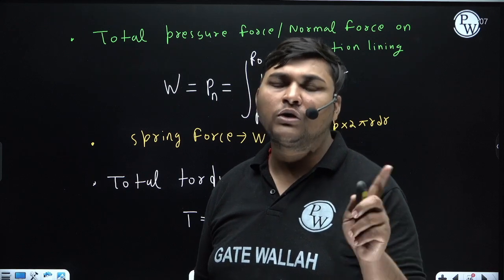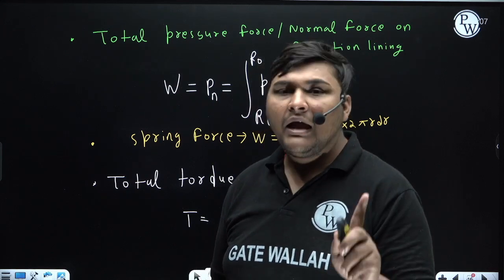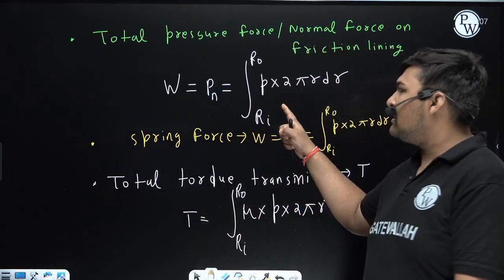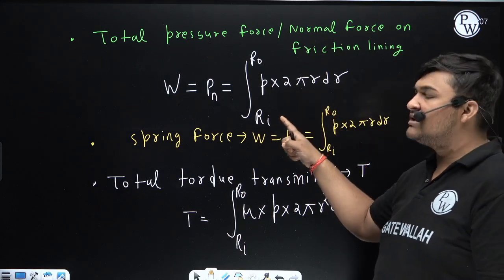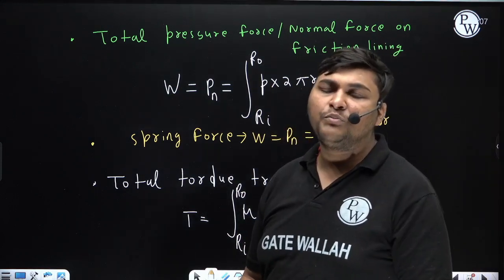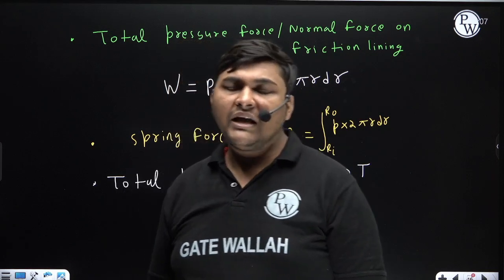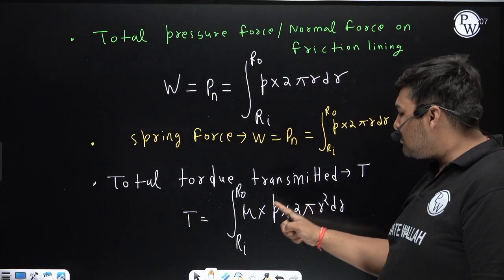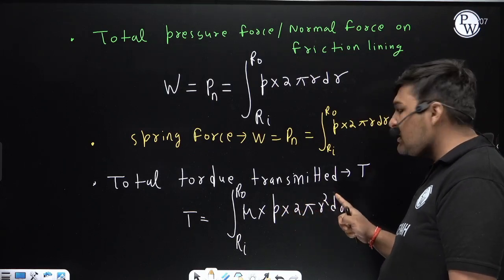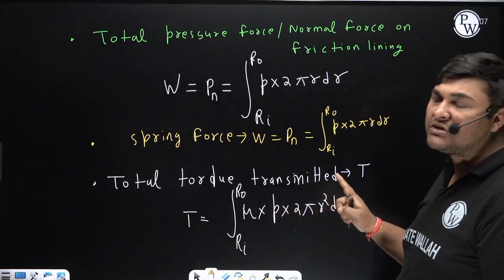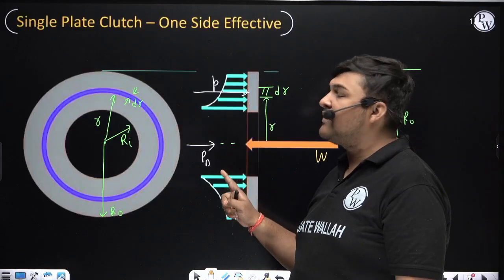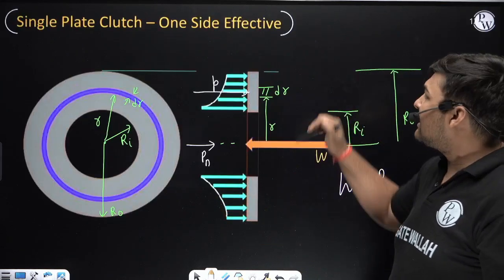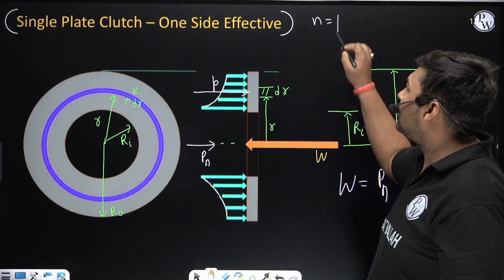Spring force or total pressure force, both will remain same. And the formula to calculate the spring force or total pressure force is integration Ri to R naught P into 2 pi R dr. What is the expression of total torque transmitted? It is integration Ri to R naught mu into P into 2 pi R square dr. And these things we have derived for single plate clutch when one side is effective. One side is effective means here number of pair of contacting surfaces is only one.